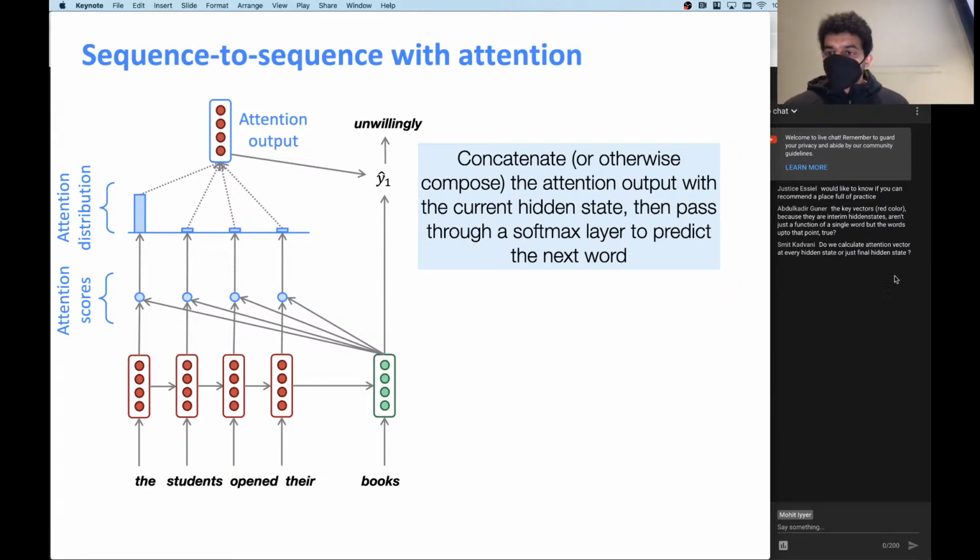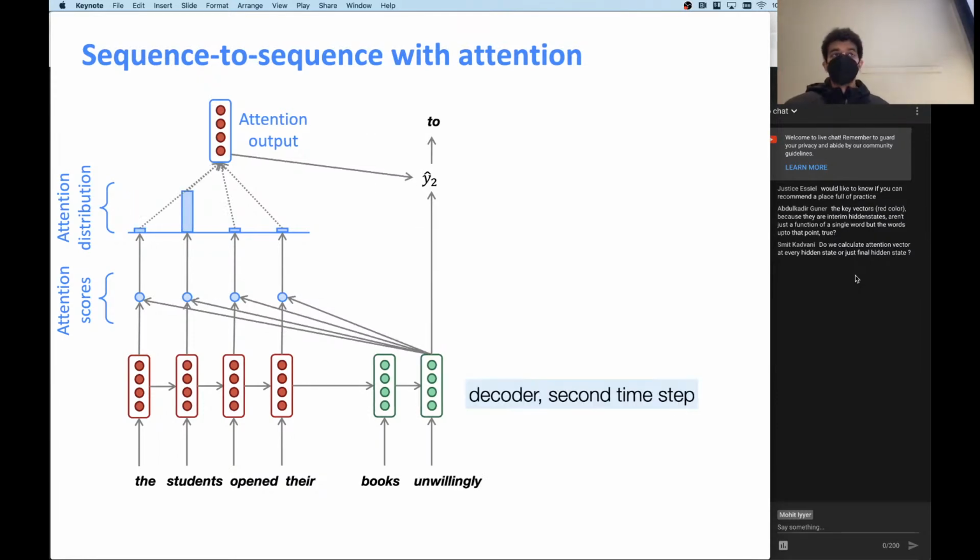Do we calculate the attention vector at every hidden state or just the final hidden state? In this kind of model, we calculate the attention at every time step. So every time step, we calculate a new attention distribution. We concatenate the weighted average with our current hidden state, pass it through the softmax, and predict the next word. All right.